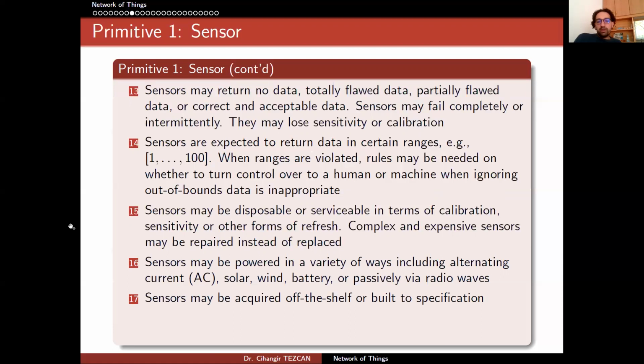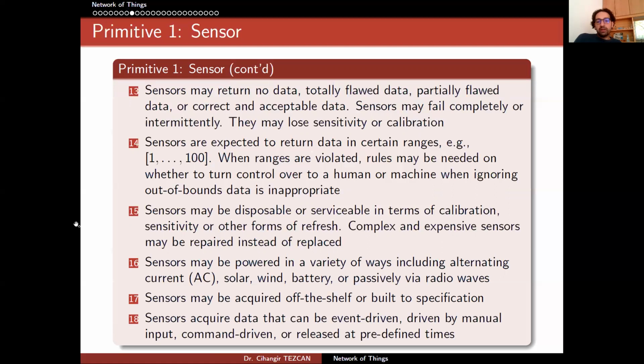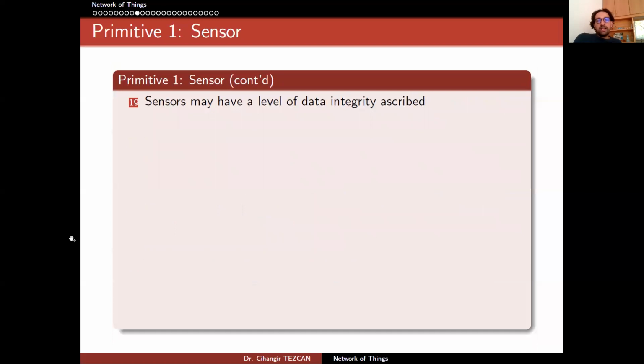Sensors may be acquired off the shelf or built to specification. Sensors acquire data that can be event-driven, driven by manual input, command-driven, or released at predefined times. So it depends on your choice and the type of your network of things. Sensors may have a level of data integrity ascribed. Sensors may have their data encrypted, which in practice we see rarely happens. Instead of encryption, sometimes they just use hash functions and so on.